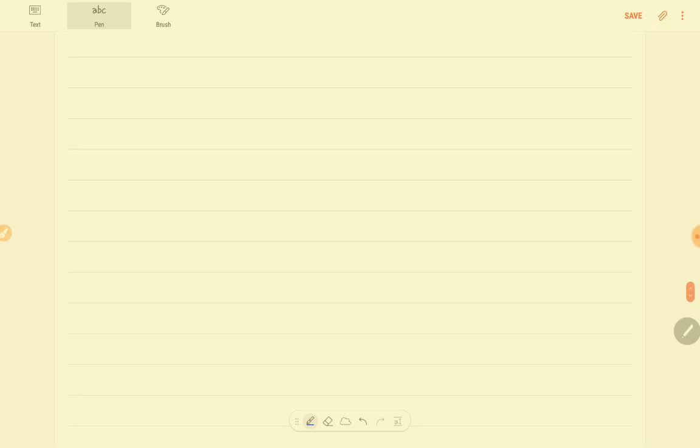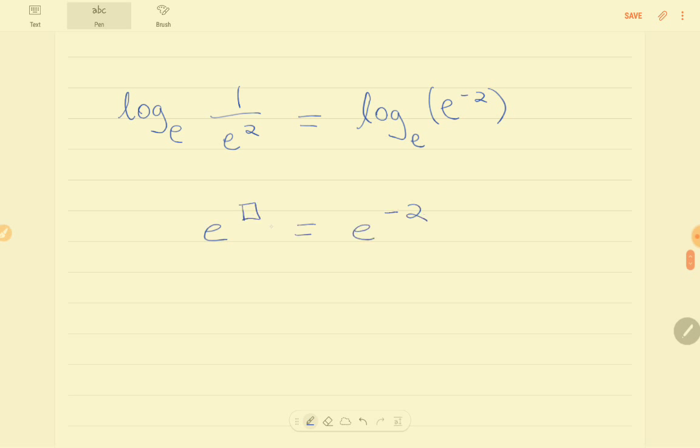All right, maybe one that's a little bit more interesting. How about log base e of 1 over e squared? So I can rewrite that as the log e of e to the negative 2. So if I want to rewrite that as an exponential, that's e to what power would give me e to the negative 2. And then you can see that now, of course, the exponents match, so the answer is negative 2.